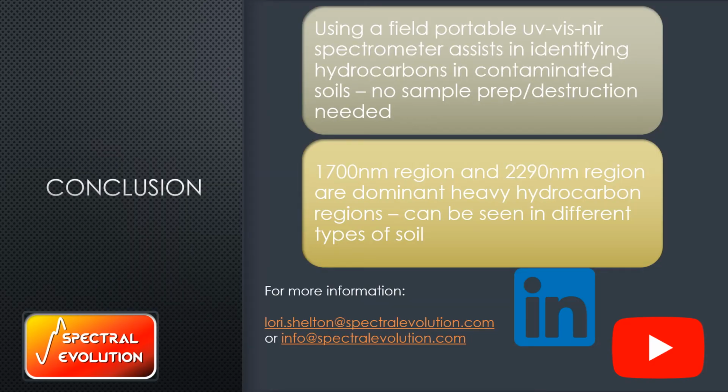So in conclusion, using a field-portable UV-VIS-NIR spectrometer assists in identifying hydrocarbons in contaminated soils without sample prep or destruction. The 1700 nanometer region and 2290 nanometer region are dominant heavy hydrocarbon regions and can be seen in different types of soil. EasyID is a great tool to identify these different hydrocarbon contaminants.